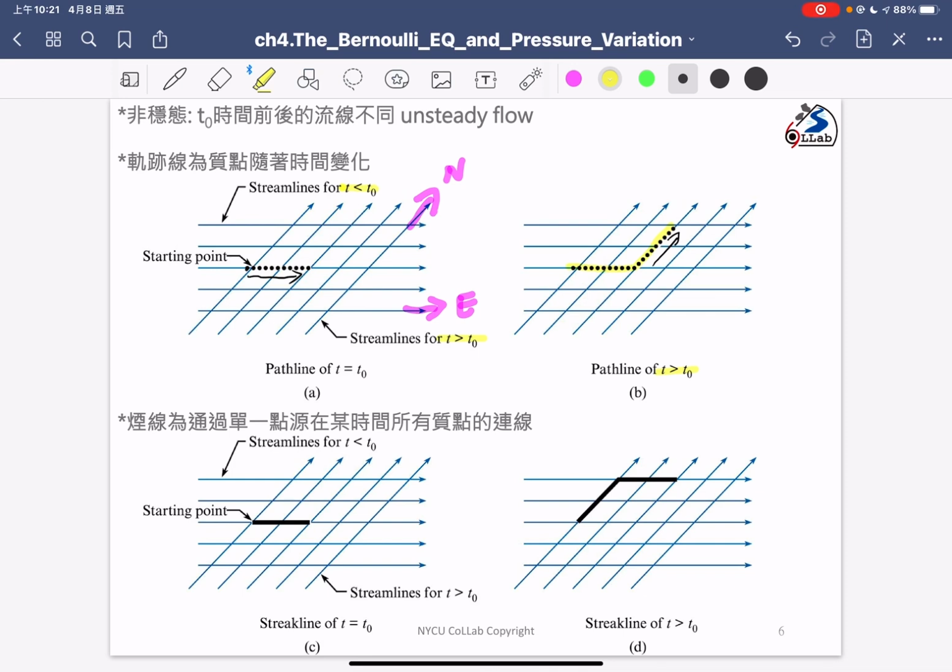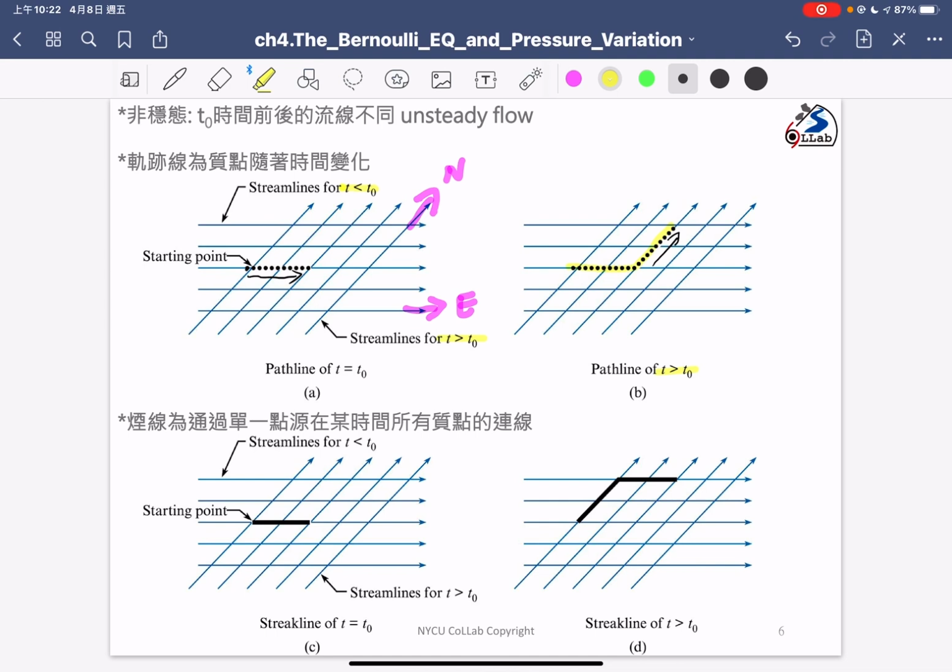So the path line is very easy to understand. We just check the fluid particle at different time points, and we connect the positions of the fluid particle at those different time points. And the line, we call that the path line. 那这个我们就叫轨迹线嘛，因为我们从头到尾就追着它跑嘛。So it is similar to when we find the typhoon, and we check the typhoon at different time points. And then finally, we can provide the path of the typhoon.